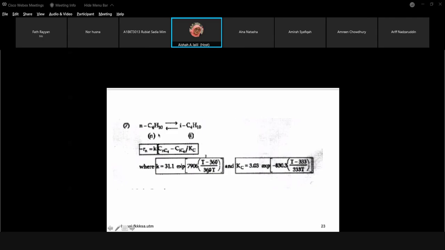If they are talking about P, so pressure, then this must be Kp, okay? This all is the K. Okay, this is the small k, this is the equilibrium conversion.